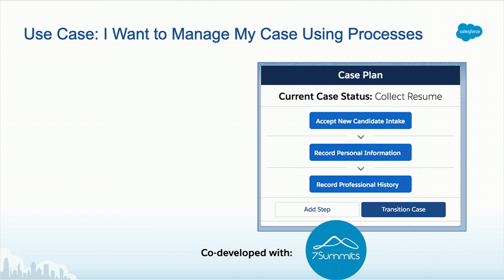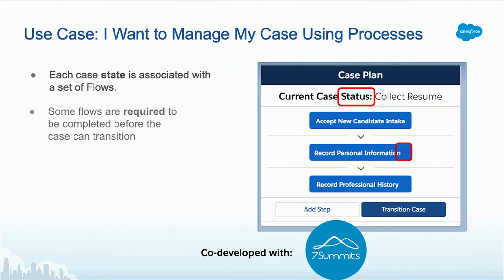So suppose that you want to associate some flows with each state of a case. And suppose that whatever state the case happens to be at, you want to feature and surface just the set of processes that your users or customers need. And suppose that you want to make some of those required. And suppose that you want to make some of them dependent on others. There's a certain order. Maybe you can't start the collection of the professional history until first you collect the personal information.